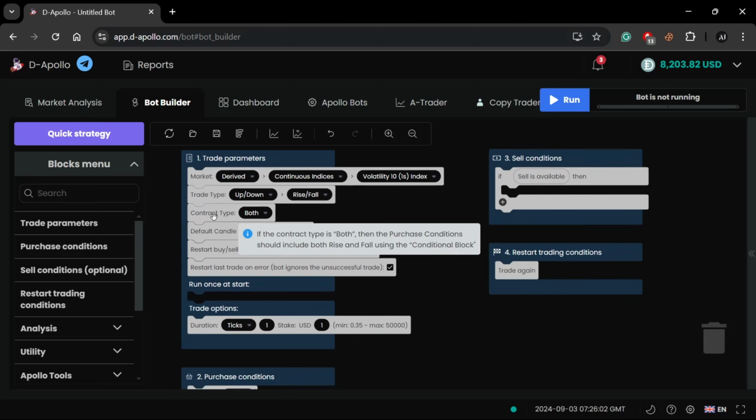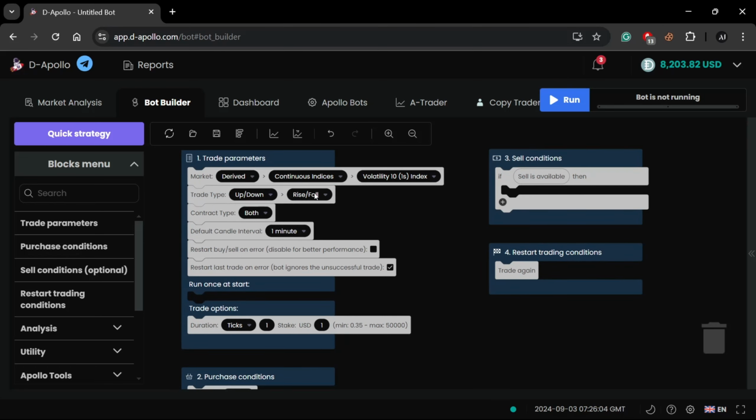Then here, contract type. After selecting the trade type you want to use, you can select the contract type.